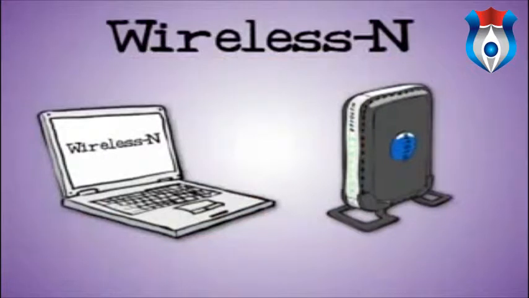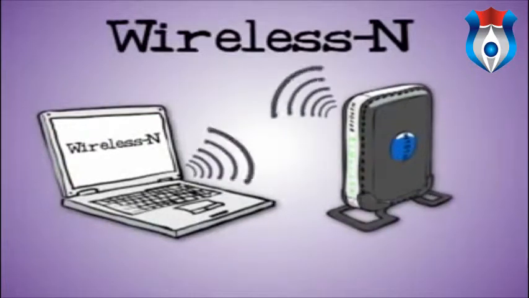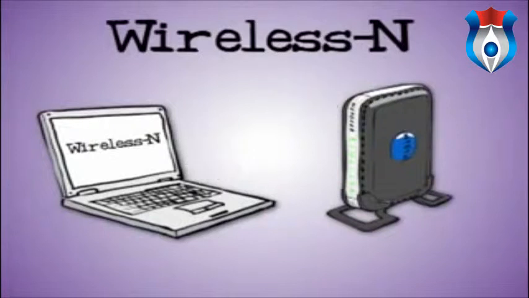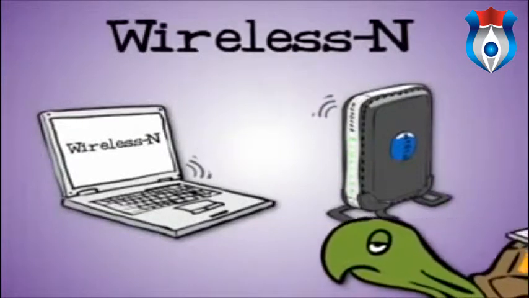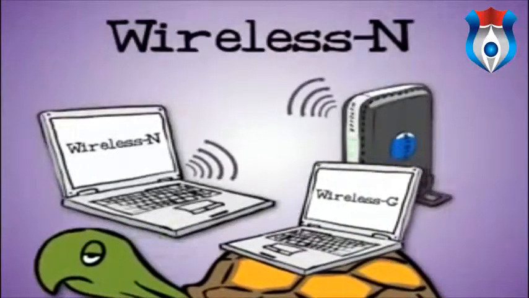Now, to benefit from wireless N, you'll need, for example, a laptop that has wireless N and a router that's wireless N. That makes them able to talk together at the faster speed, even if there's an older, slower wireless G laptop in the room.